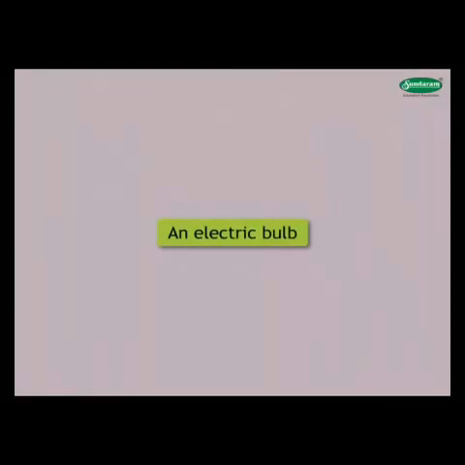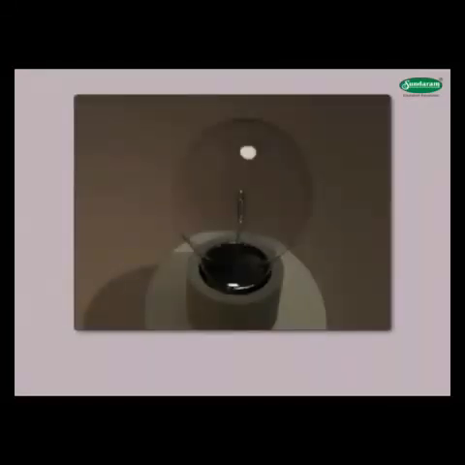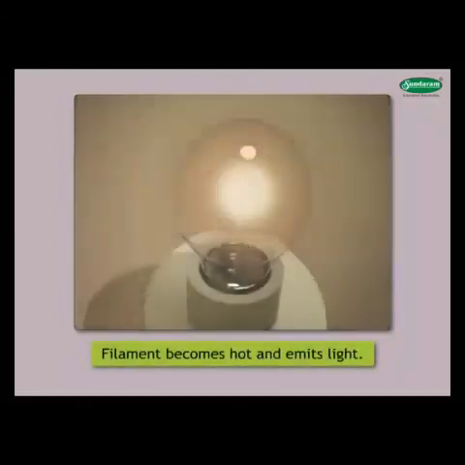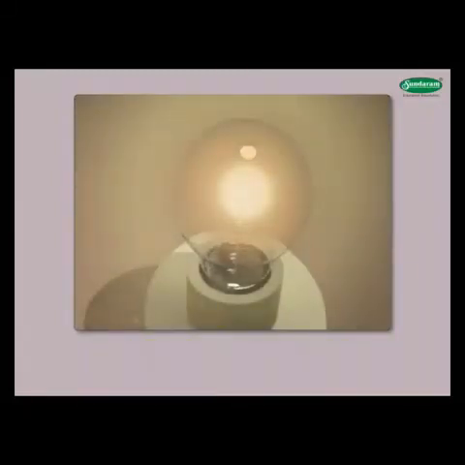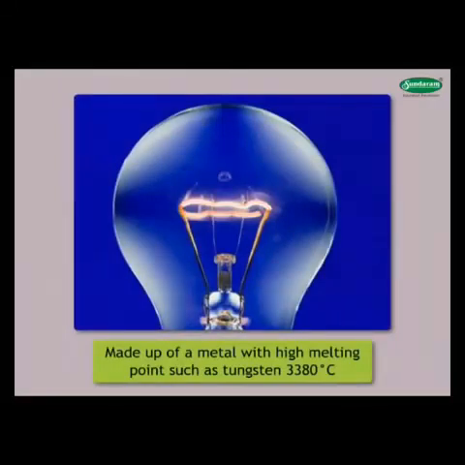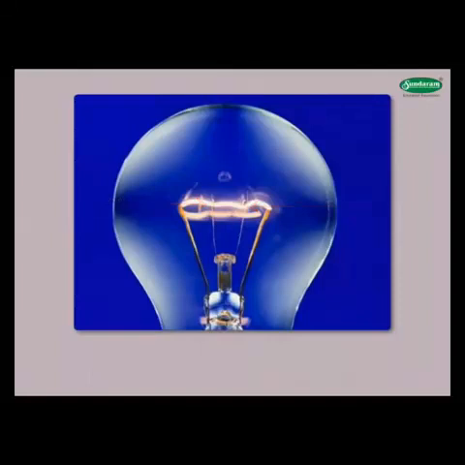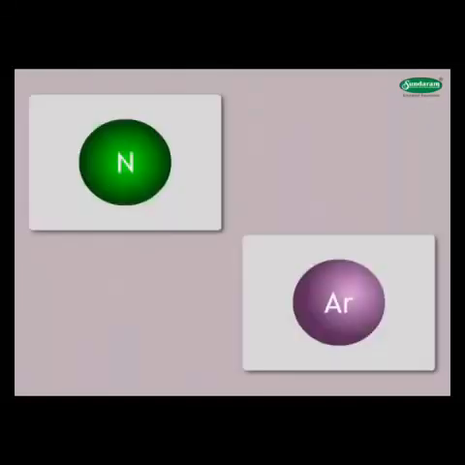An electric bulb. An electric bulb consists of a filament. This filament becomes hot and emits light. It is made up of a metal with a high melting point such as tungsten, melting point 3380 degrees Celsius. The bulbs are usually filled with chemically inactive nitrogen and argon gases, which prevent oxidation to prolong the life of the filament.